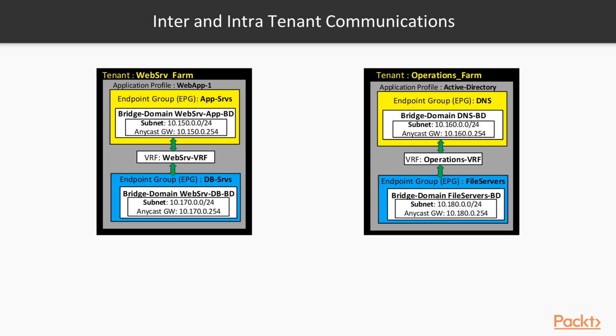So we use a contract the same way as we apply the contract on the same tenant between two different endpoint groups. We can do that between different tenants. The only difference is that you either create a contract and export that onto the tenant that you intend to attach to, or you can create the common tenant contract and use it on all your tenants. Okay, so we have, again, contract and the common tenant contract. So what's the difference between the two?